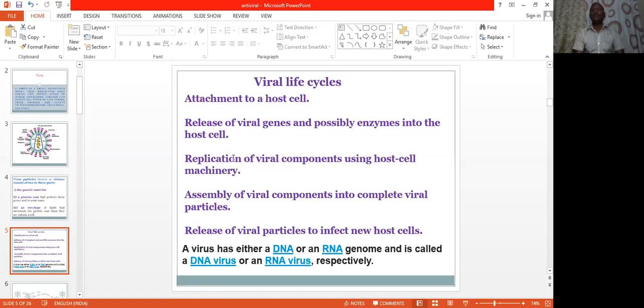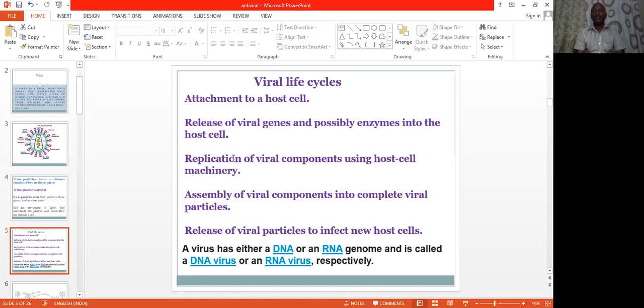Once it attaches, the virus particle diffuses into the cell, and after diffusing, it uncovers itself and releases its genetic material and then enzymes. Once the genetic material is released into the host cell, it starts replicating, and synthesis of proteins, enzymes, all these things takes place. Then all the components required for the virus are synthesized, and once they are synthesized, they are assembled together.